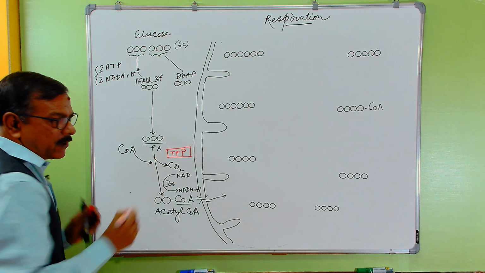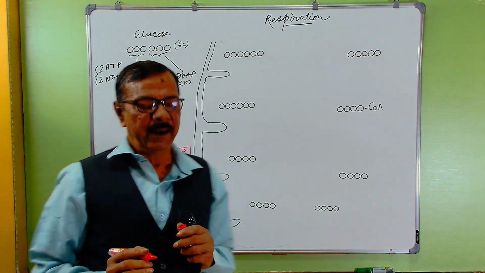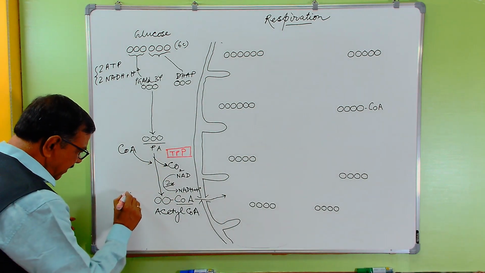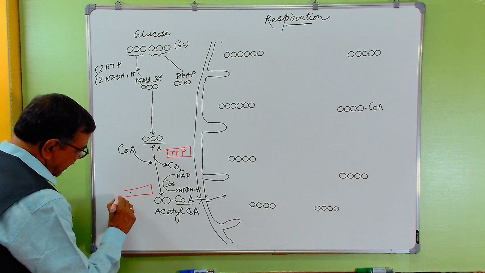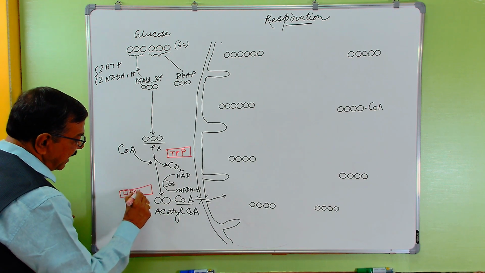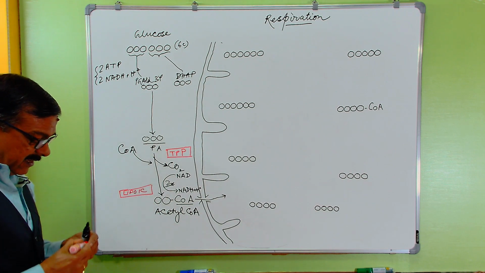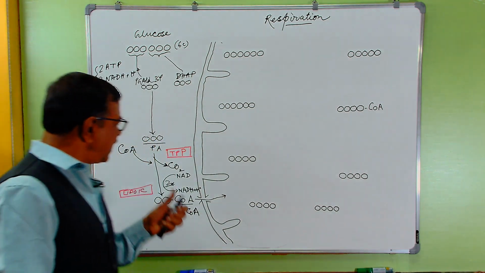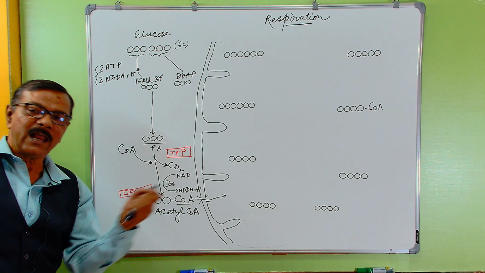TPP, otherwise known as thiamine pyrophosphate. And another enzyme is known as lipoic acid. These are the 2 enzymes required for the conversion of pyruvic acid to acetyl coenzyme A.